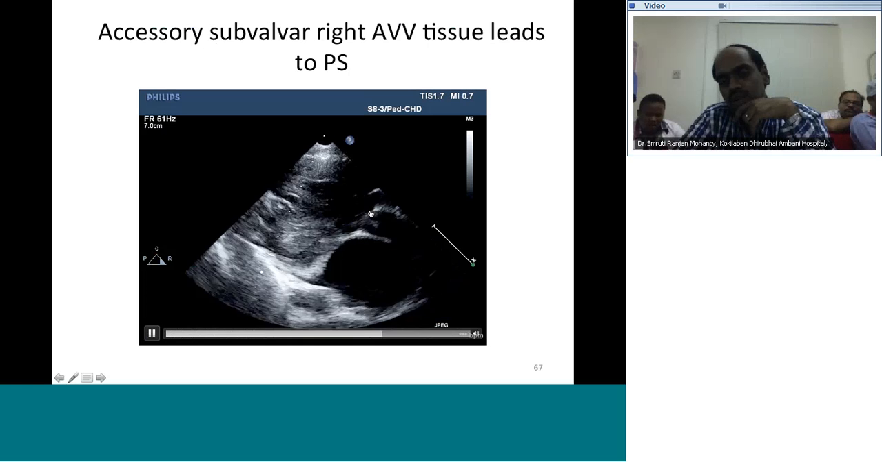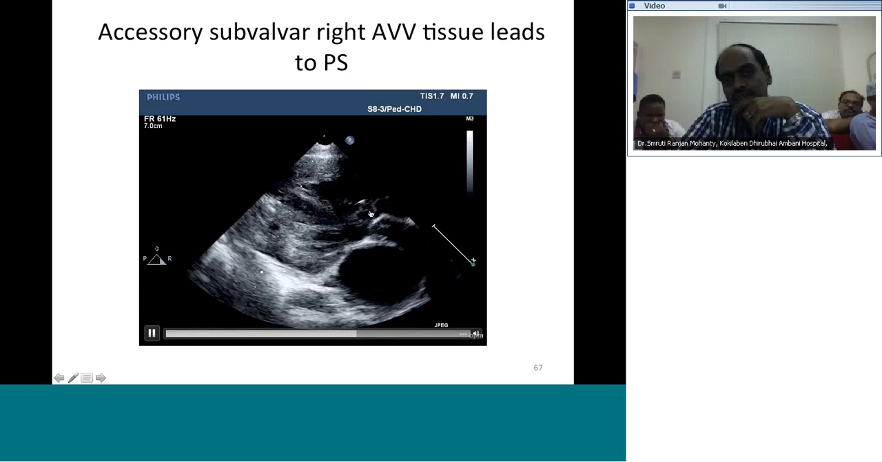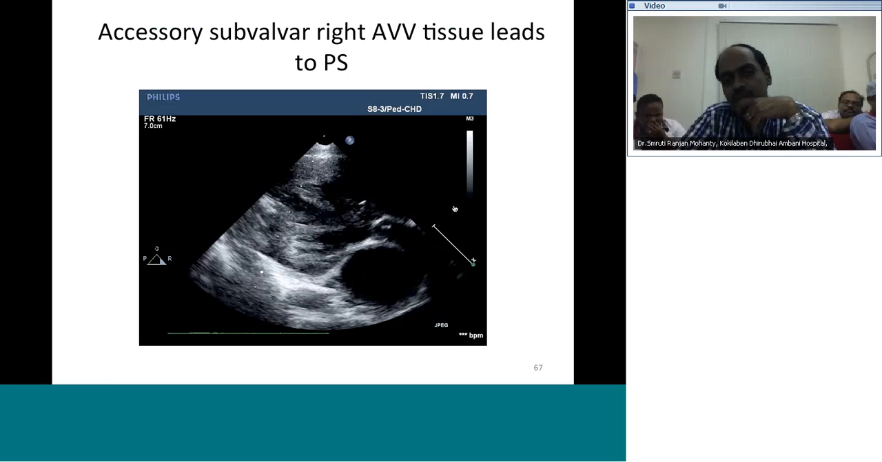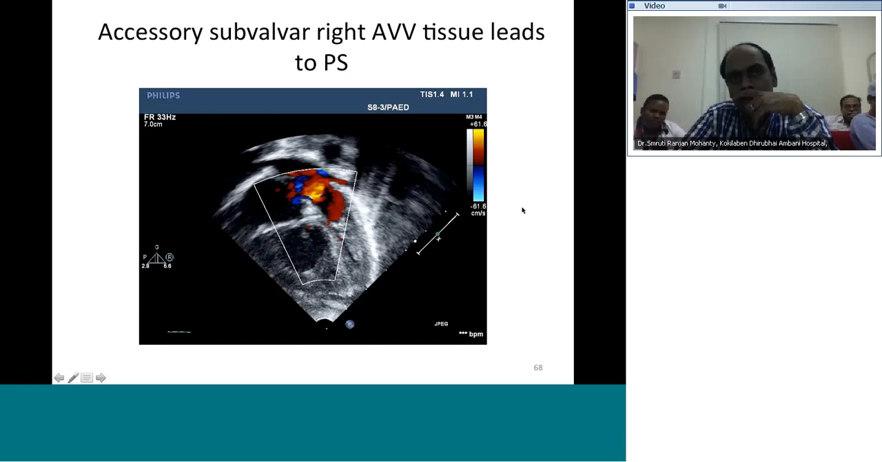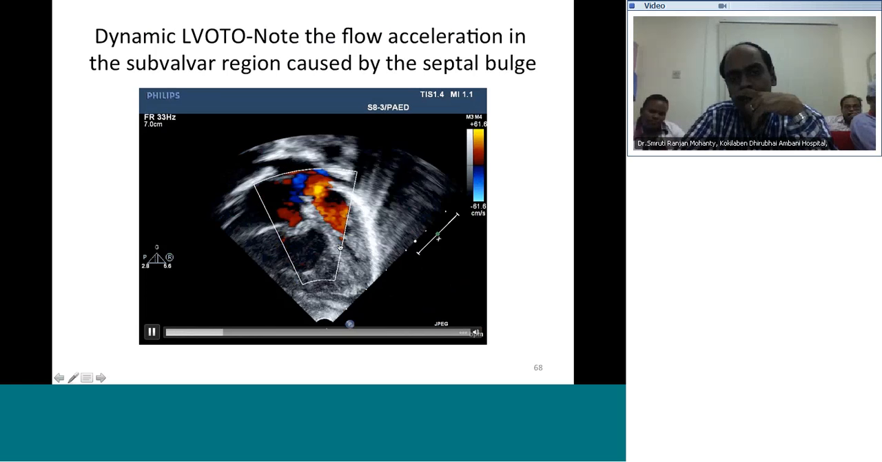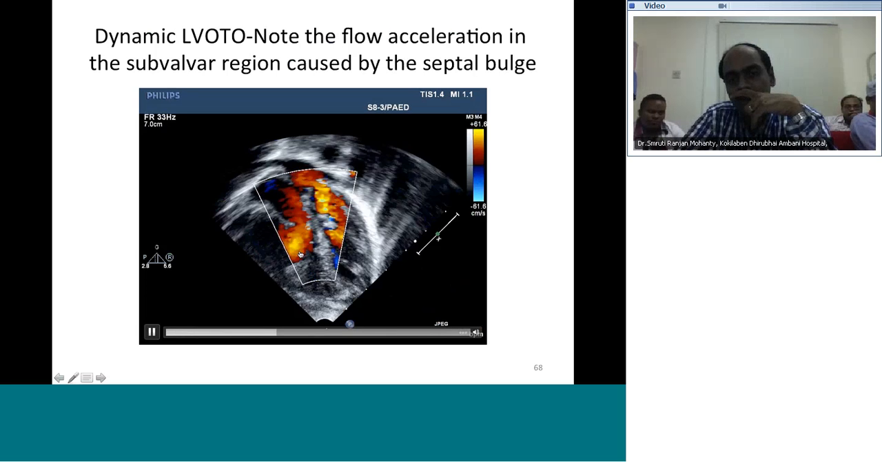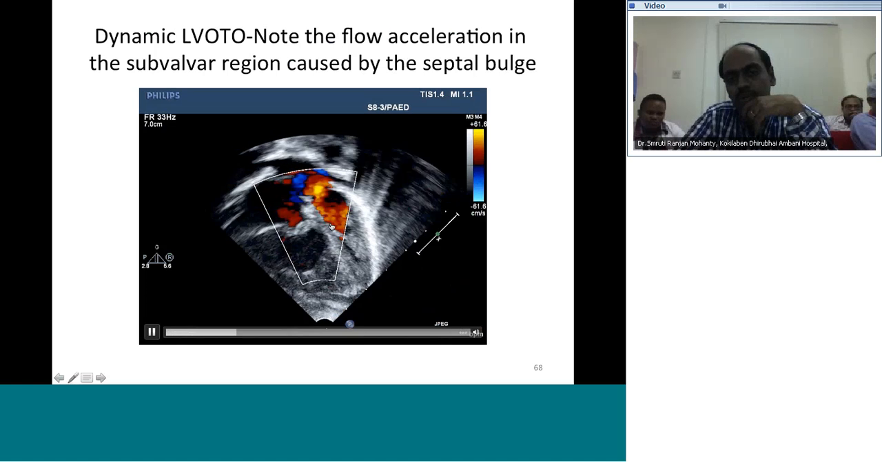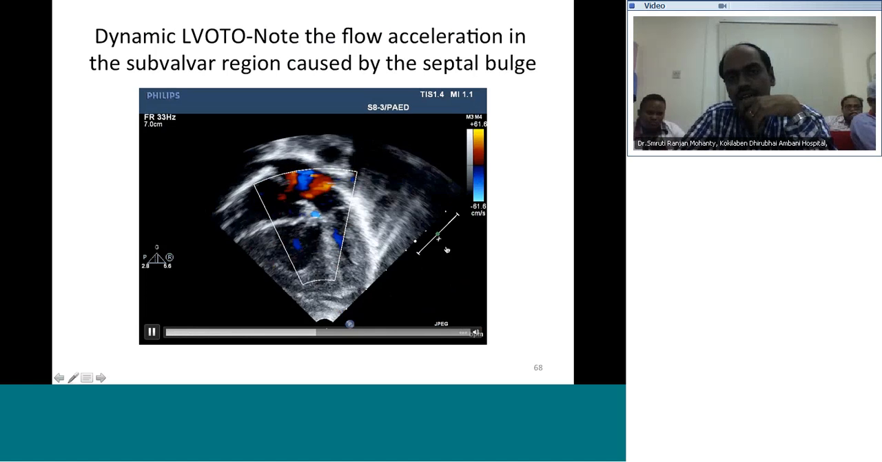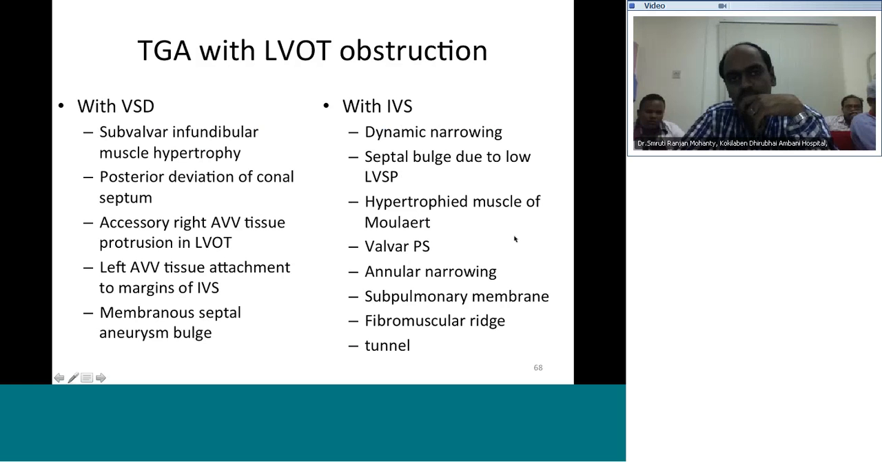So what is this flowery structure? This is an accessory right AV valve tissue, and that is protruding. So that can cause some amount of subpulmonary stenosis. And this is a dynamic LVOT obstruction. Intact ventricular septum, RV is high pressure, LV is low pressure. So the septum bows into the left ventricle, resulting in dynamic subvalvular obstruction.